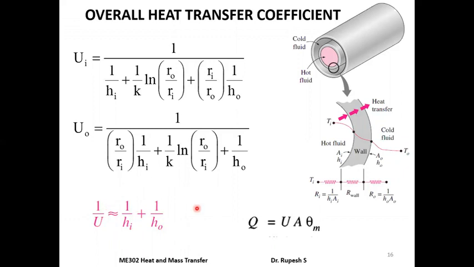Once the overall heat transfer coefficient is known, you can put it in this equation along with the LMTD, then you can find out what is the total heat transfer rate associated with this heat exchanger.